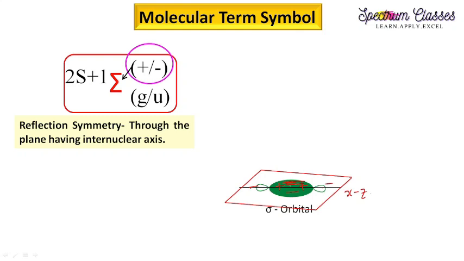So if we are getting the same kind of images, then this is symmetric about the reflection. That is the simplest way to understand this. And if it is symmetric about the reflection, then we will have a sigma plus term.